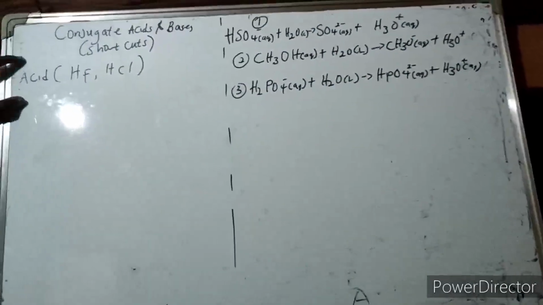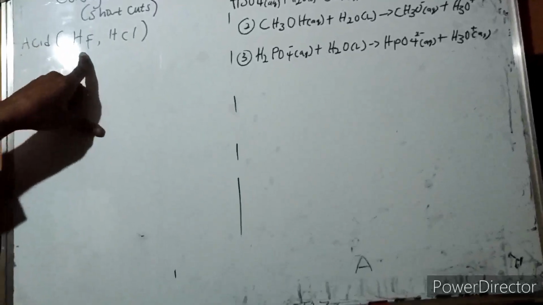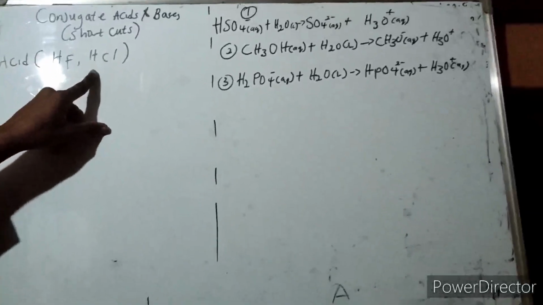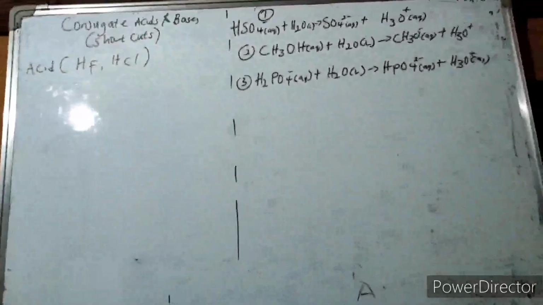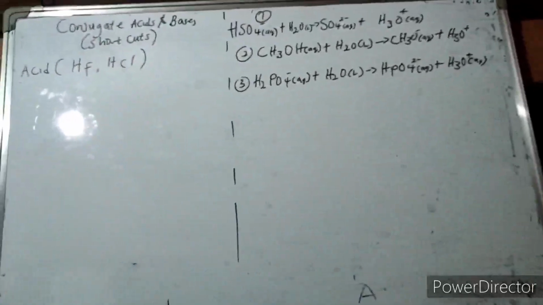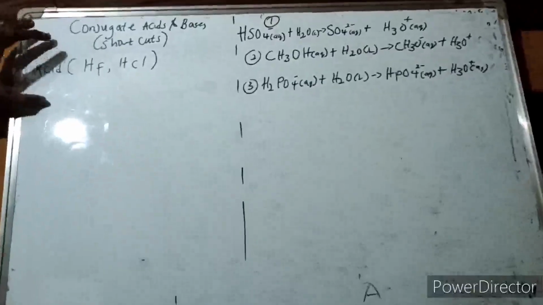This is a good example of an acid. We have hydrofluoric acid, that's hydrogen fluoride, HF, there. We have HCl. I'm going to make use of these two acids to explain this concept. Understand? We don't even need to go into that of bases. If you can understand this acid concept, you get the whole picture.